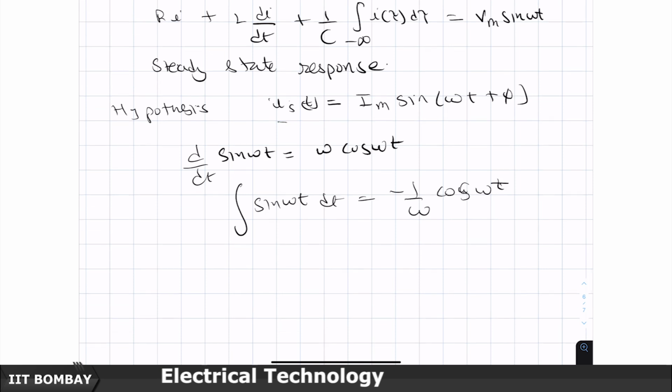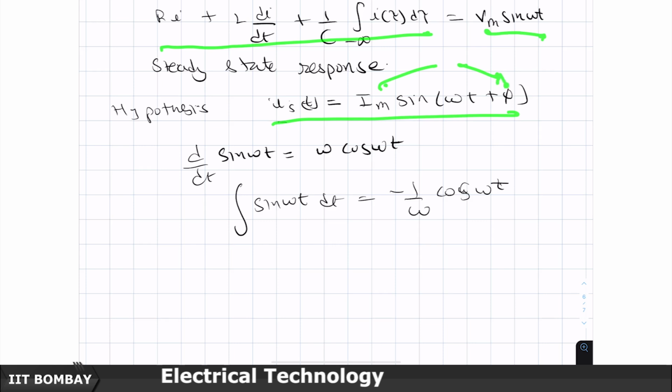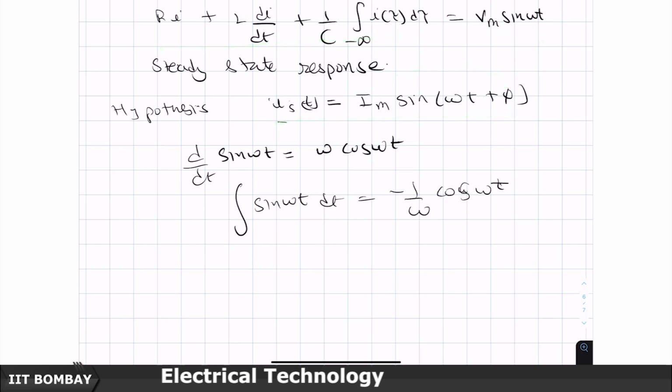So, the best way to see if it works out is to substitute this in this equation and then equate it with Vm sine of omega t, and then try to see if Im and phi can be fixed to appropriate values. If that happens, our job is done.